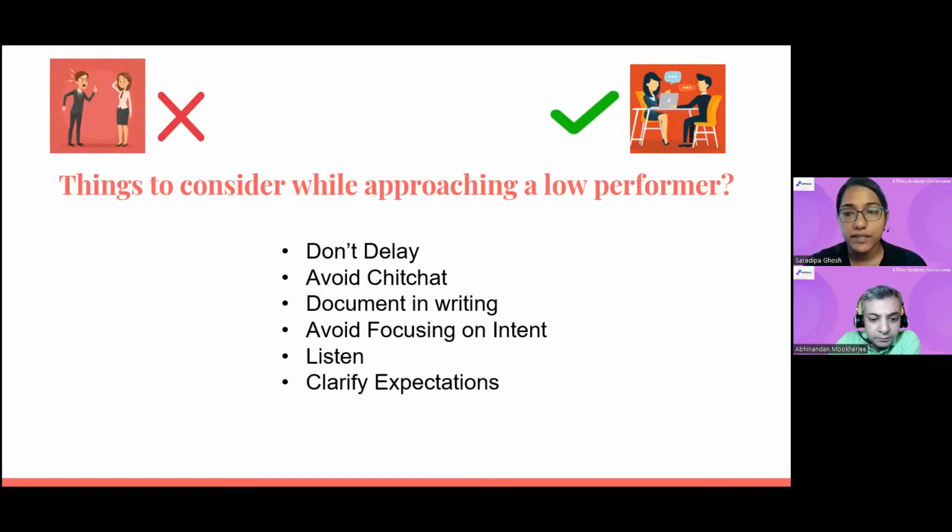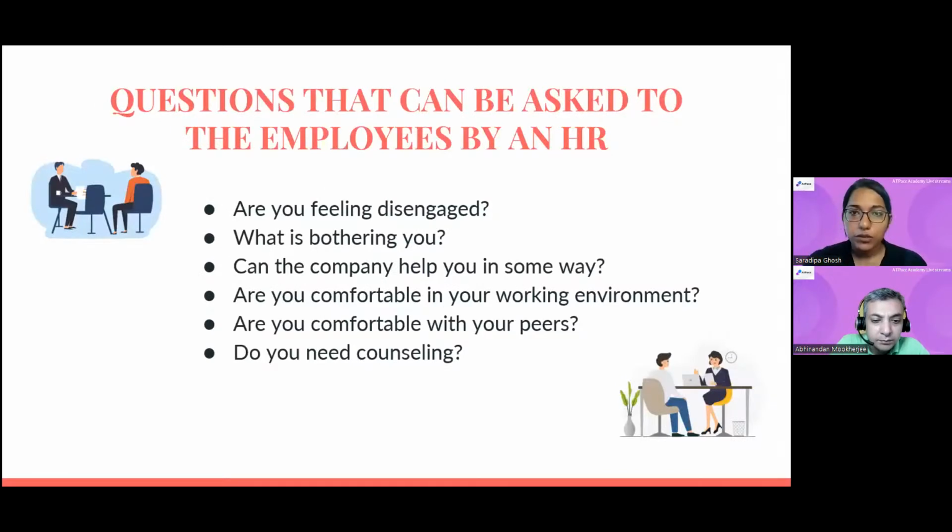And there is listen. Listen to what the employee is trying to say, and you can understand the problem more carefully if you listen to that person. Then there is clarify expectation. You should be specific about what you are expecting from them, and what you think they are lacking. This may help you identify the problem easily. You can come to a solution accordingly.